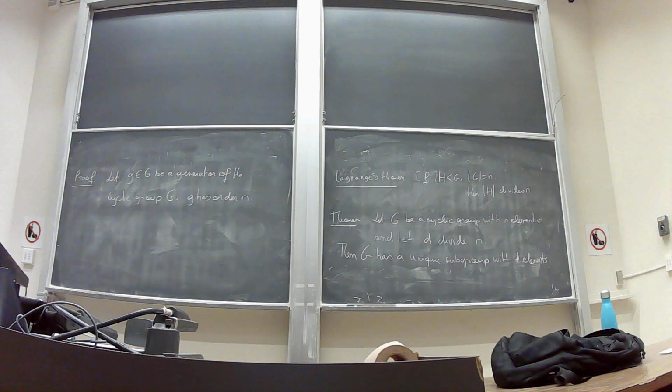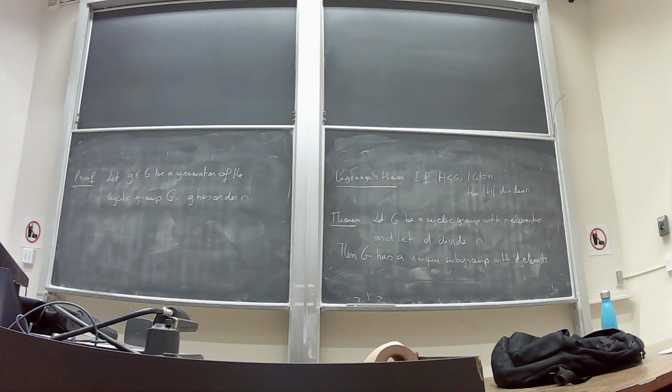So let's look at Z mod 4Z, for example. Can you find an element of order 2? Can you find an element that you add twice and you get 0? 2, right? Now in Z mod 6Z, can you find an element of order 2? 3. In Z mod 8Z, can you find an element that you add twice and you get 0? 4. 4 plus 4. Great.